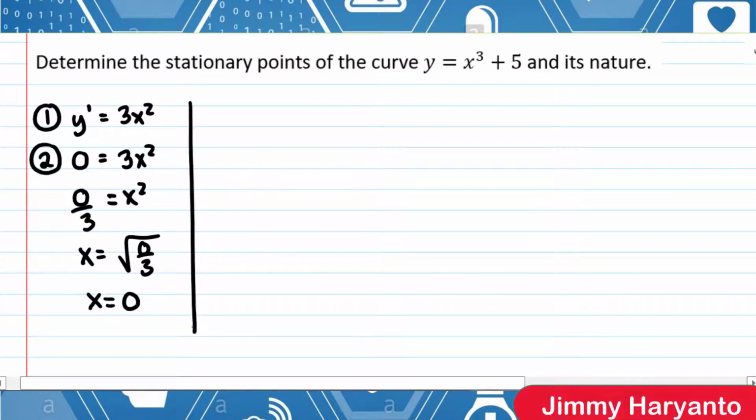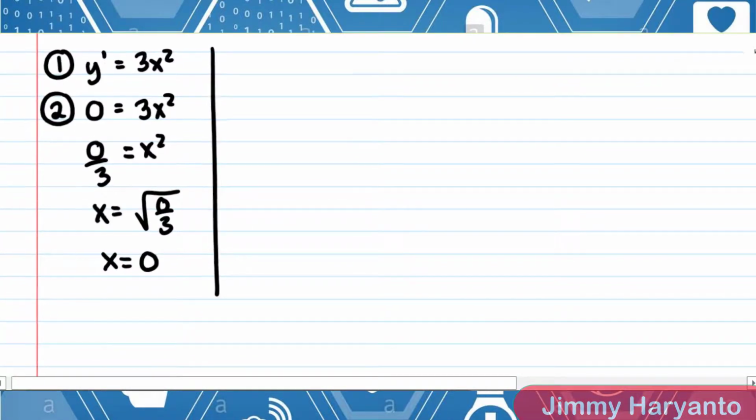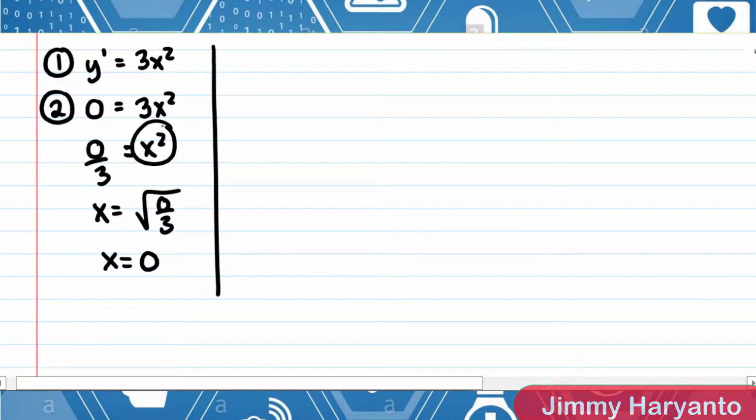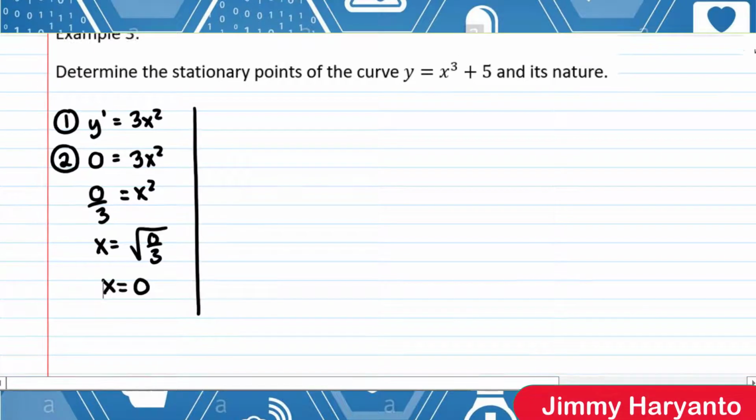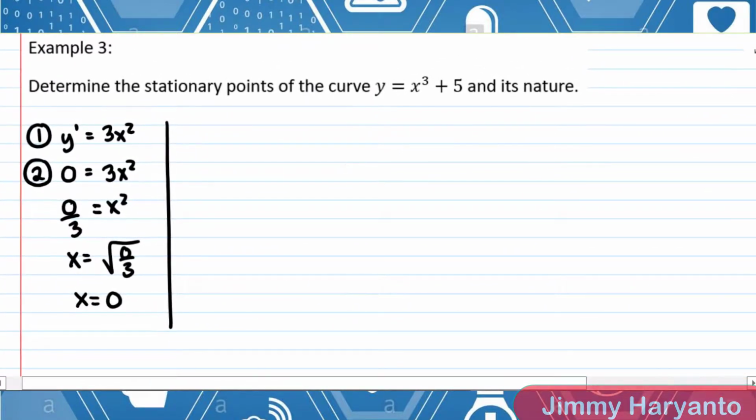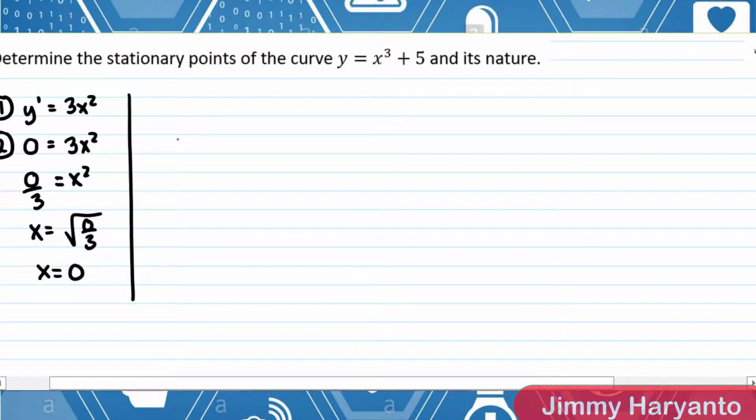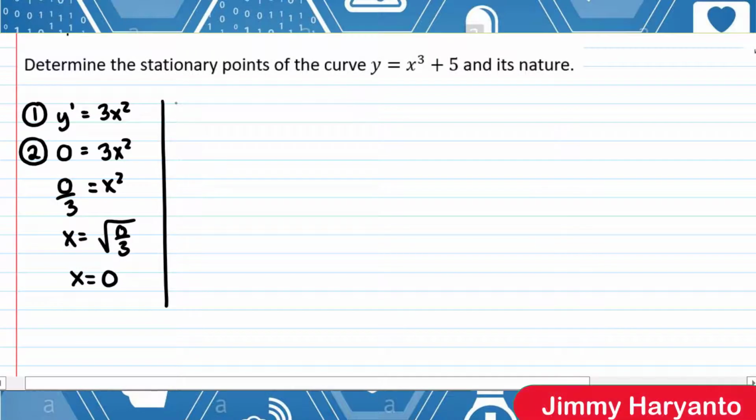Please don't forget that when you have x squared, that means you have two zeros right here. So x equals 0 and then x equals 0. This is important when you do the number line later. Next, we have to find the stationary points. Oh no, it's still step number 2. We have to find the stationary point. So we will put x equals 0 into y.